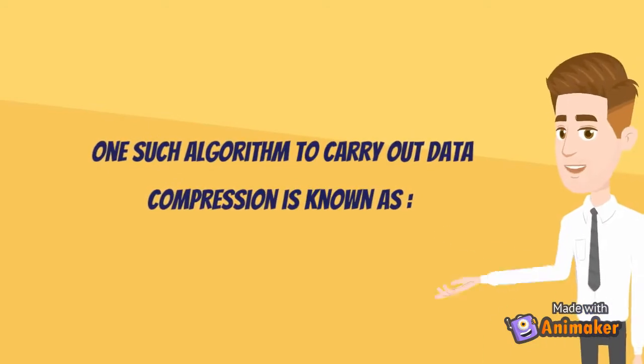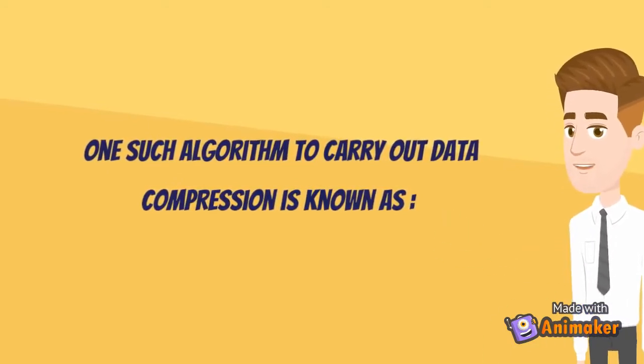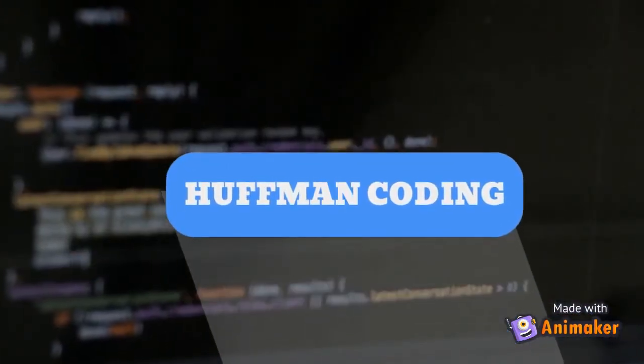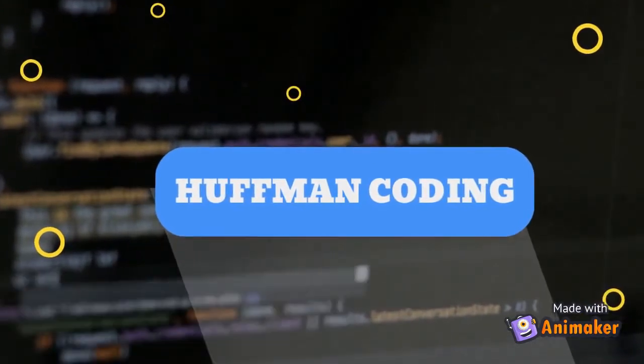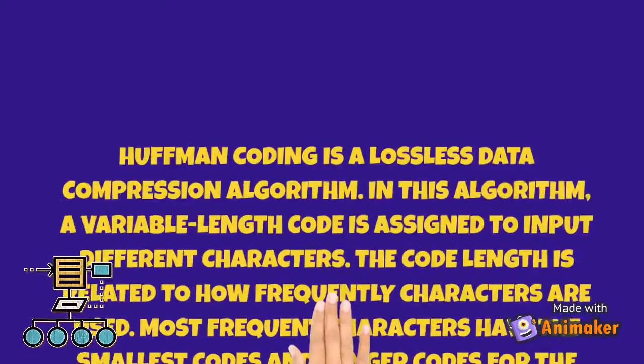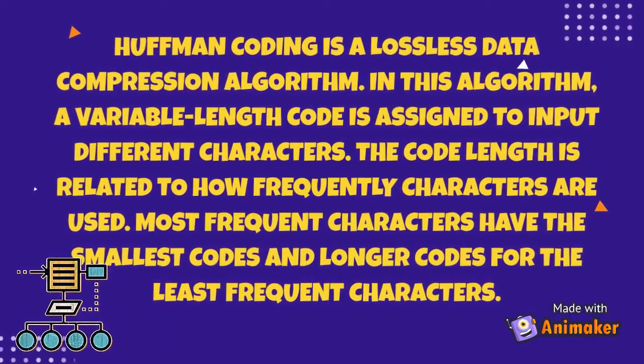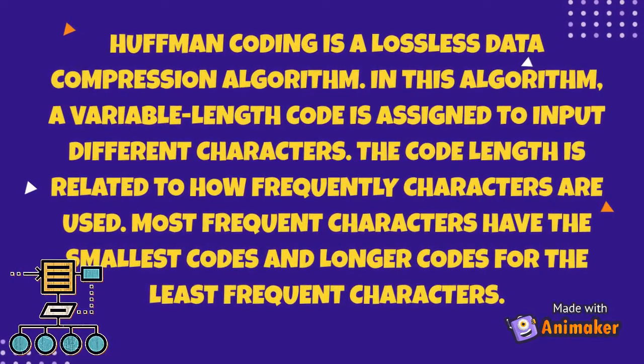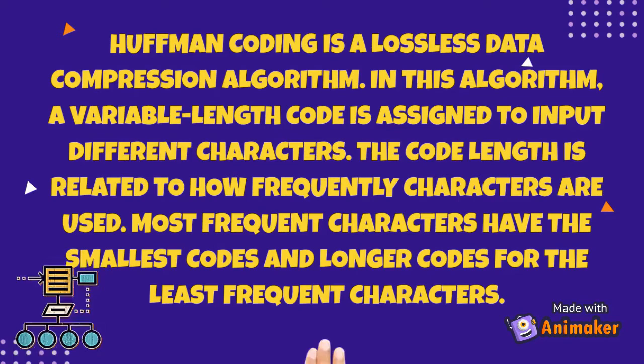One such algorithm to carry out data compression is known as Huffman coding. Huffman coding is a lossless data compression algorithm. In this algorithm, a variable length code is assigned to input different characters. The code length is related to how frequently characters are used. Most frequent characters have the smallest codes, and longer codes for the least frequent characters.